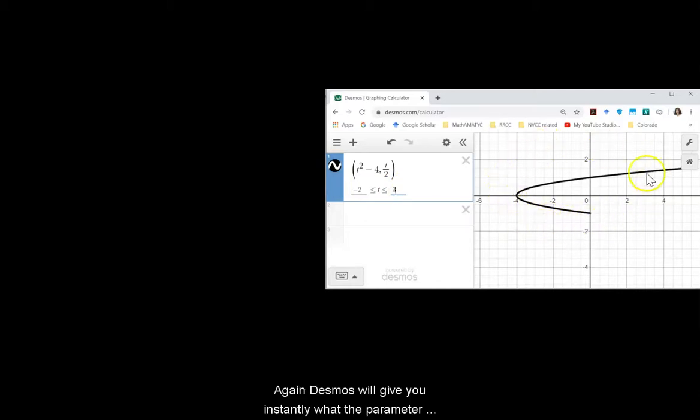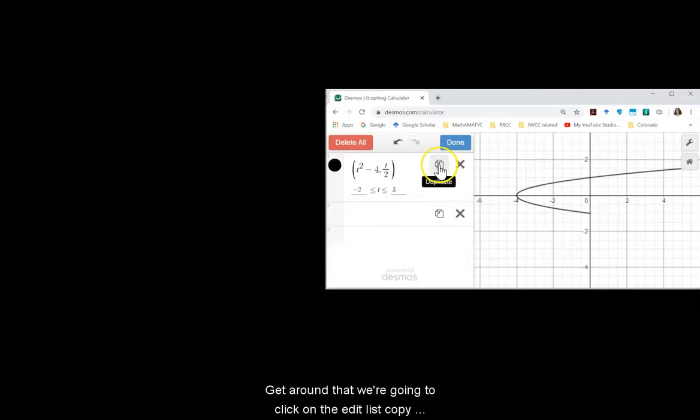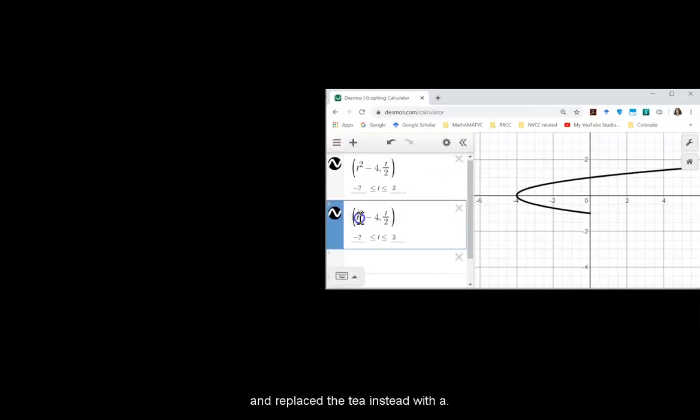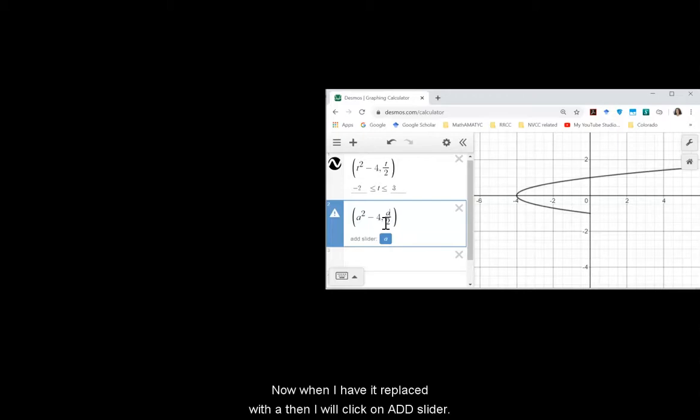Again, Desmos will give you instantly what the parameterized equation looks like in the xy coordinate plane. It does not, however, automatically give you the orientation. To get around that, we're going to click on the edit list, copy the equation, click into the equation where the variable is and replace the t instead with a. Now when I have it replaced with a, then I will click on Add Slider.